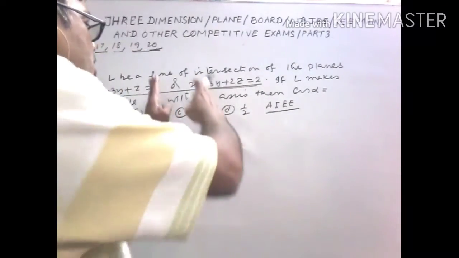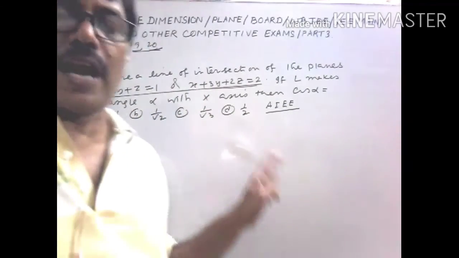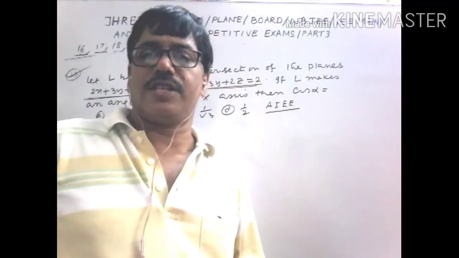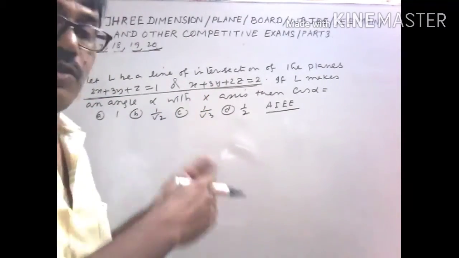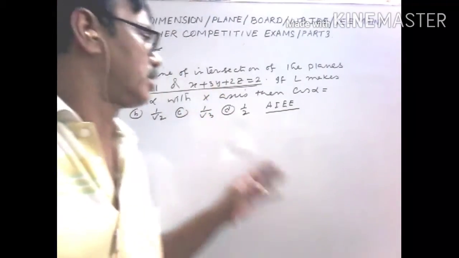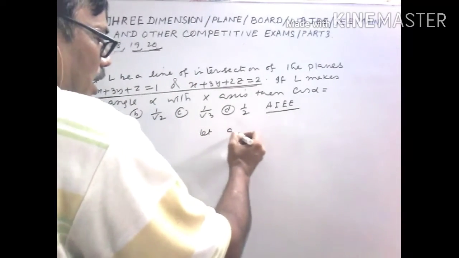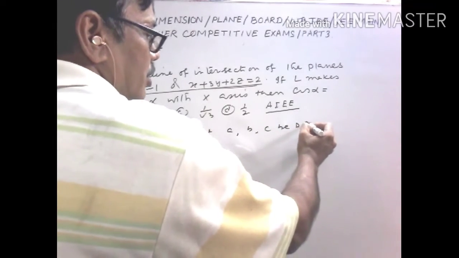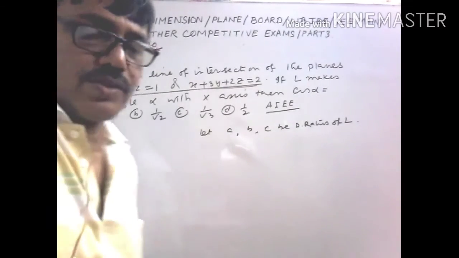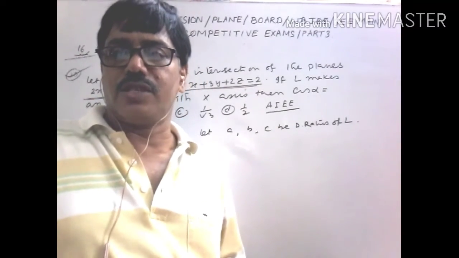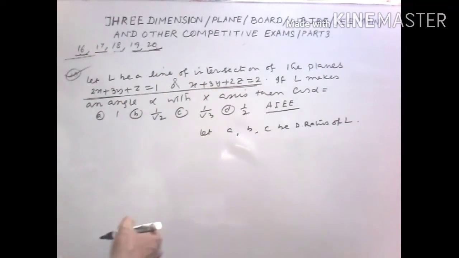But here, if we know only the d ratios of the line, then our problem will be solved, because we need the angle. For the angle, d ratios are sufficient. So our main aim will be to find the d ratios of the line obtained by the intersection of these two planes. So let a, b, c be the d ratios of L. Two planes intersect at a line. This line is perpendicular to both the normals of the planes.